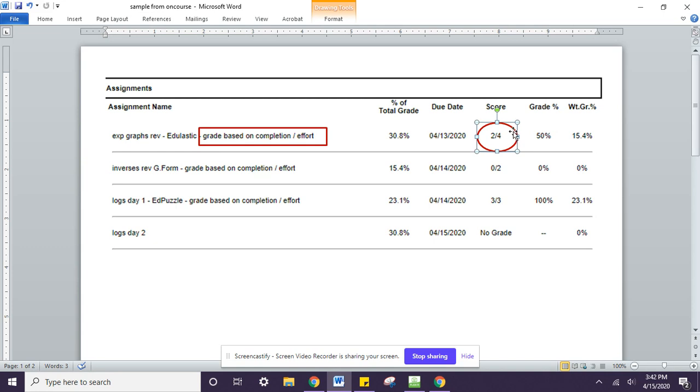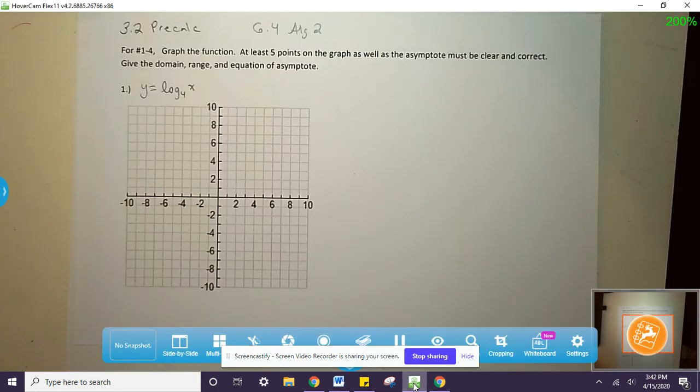And last possibility in OnCourse is if you see something that says no grade, all that means is I haven't had a chance yet to either grade it or put the grade into OnCourse. So if it says no grade, don't worry about it. It just means I haven't gotten to it yet. Okay, so hopefully that clarifies some things in OnCourse for you. And let's get to today's lesson.